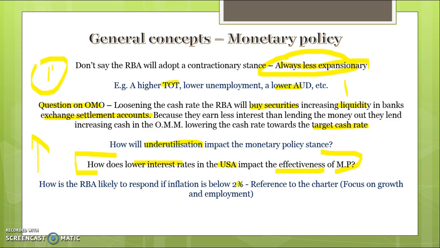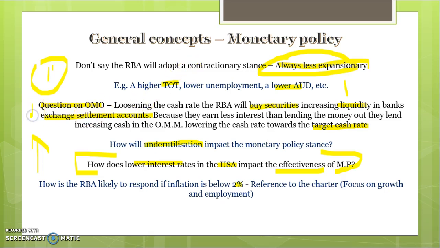So focus more on how they will be working to try and stimulate growth and stimulate employment and overall economic prosperity, rather than just focusing on getting back to 2 to 3% inflation. Talk about how that gives them scope to focus on the other goals. Okay, so key things, don't say more contractionary stance.